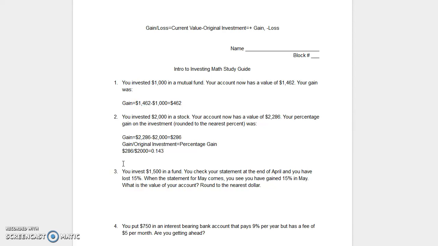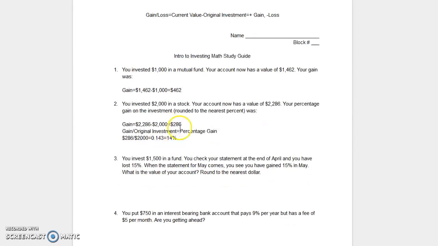$286 divided by $2,000 is going to be equal to 0.143. Now, of course, we want this as a percentage. So we're going to move that decimal place 2 to the right, and it told us to round to the nearest percent. So we're going to drop that 3 off and just simply leave it at 14% gain. Let's go ahead and move on to number 3.